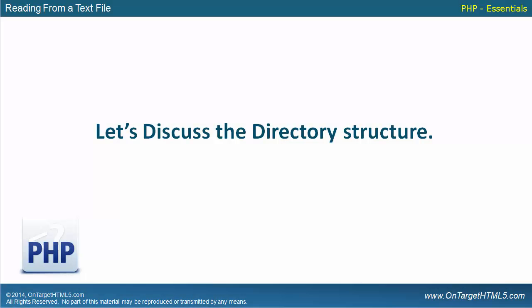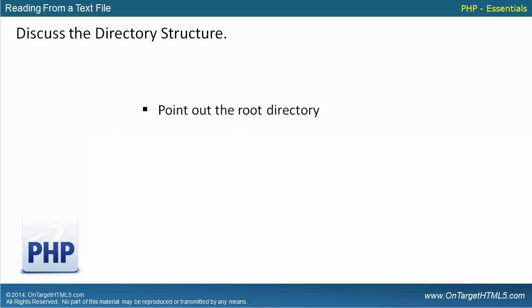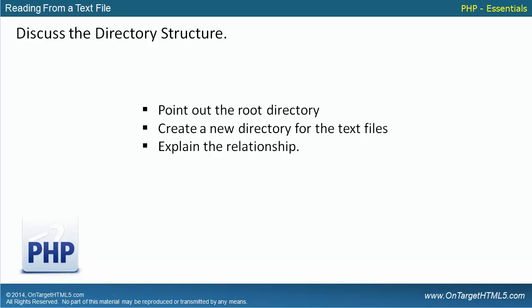Before we get started, let's discuss the directory structure that we're going to use for this particular tutorial. We're going to point out the root directory of the Wimp server. If you'll remember, we've created a Wimp server for all our testing and development as we work through our different tutorials, in HTML, CSS, PHP, and MySQL. So you should be working on your Wimp server right now, and it should be running. We're going to create a new directory for the text file inside of our root directory on our Wimp server, and then explain the relationship and how that works in regards to the directory that we've just created.